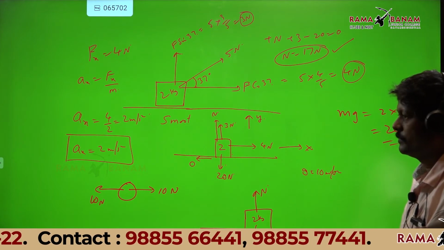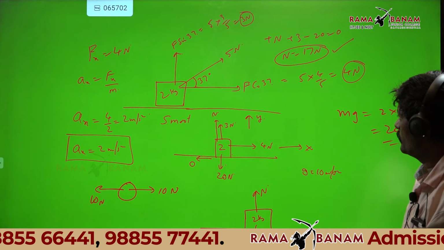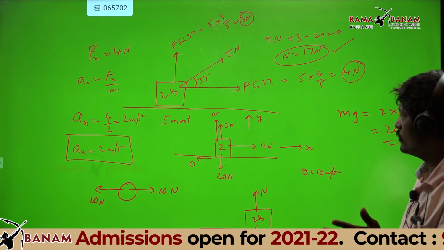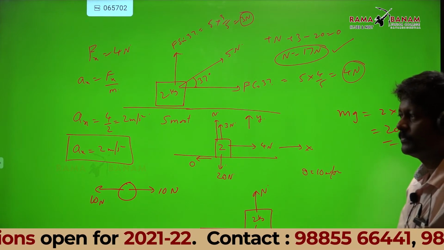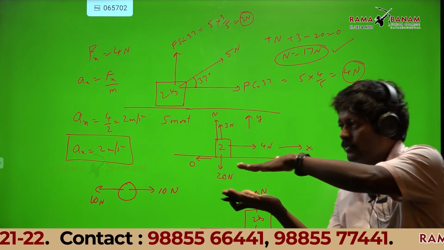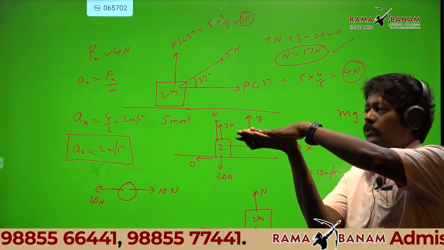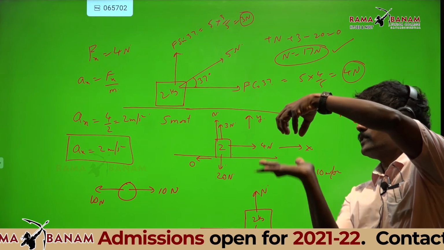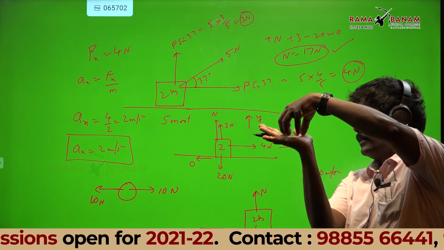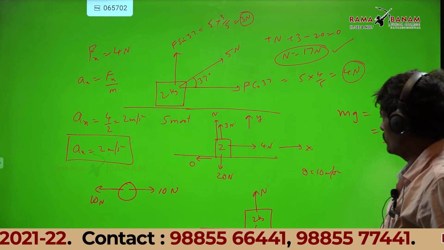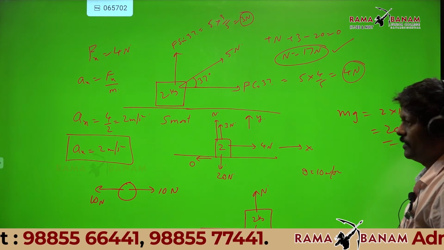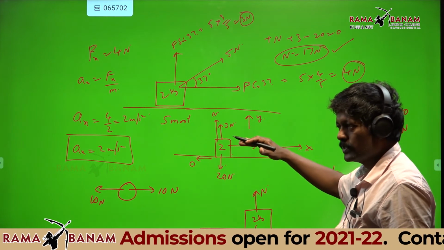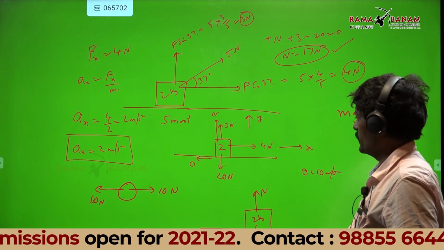Sir, N means net force? N is not net force, N is normal reaction. It is the force given by the surface on the body, perpendicular to the surface. Always remember this: the force given by the surface on the body is called normal reaction. Not the force given by the body on the surface. We are taking gravity as 10.